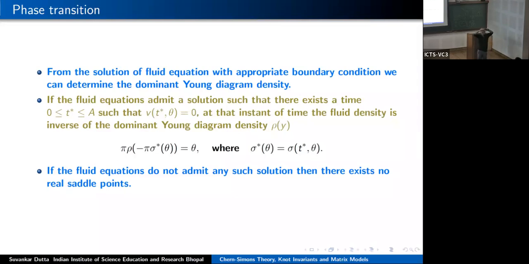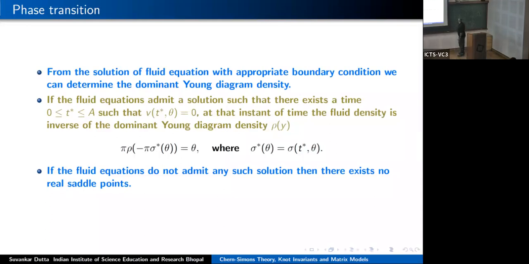You have a fluid with density sigma, which is going from sigma 1 to sigma 2 from time 0 to a. Also, you have some velocity profile associated with the fluid that is going from some value to another value. If you have a value t star where the velocity of the fluid becomes 0, then you calculate the density of the fluid at that particular point t star. That I denote by sigma star. The inverse of the sigma star turns out to be the dominant Young diagram representation, the one which dominates the sum we had to start with. Because the fluid spends most time in that region.